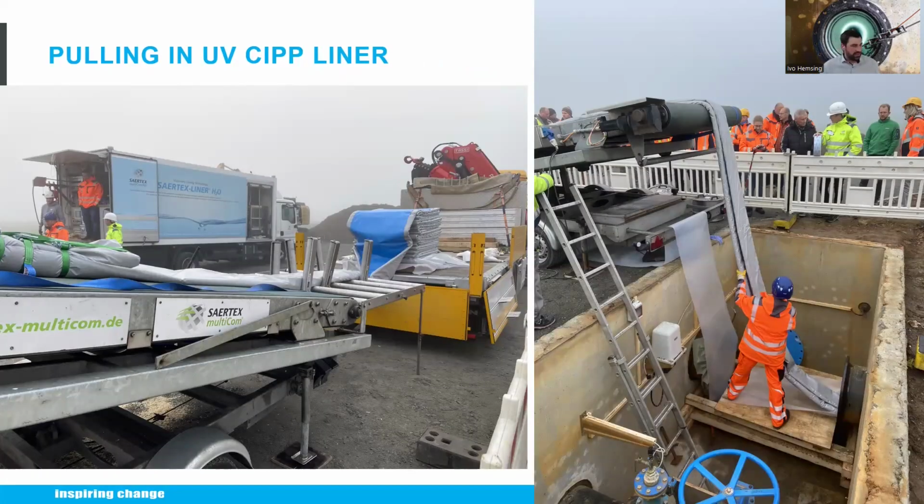And then after cleaning, you can see on the left side on the truck, that is our Zatex liner H2O with the blue foil on it. It's getting pulled in right now over a conveyor belt, and it's getting pulled in due to a cable winch, which is on the other side of the section. Behind that, you can see also the UV truck, which is especially for drinking water.